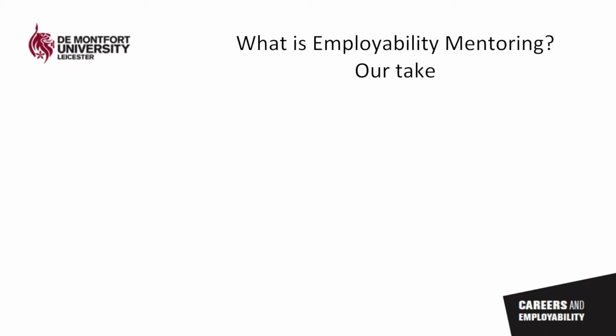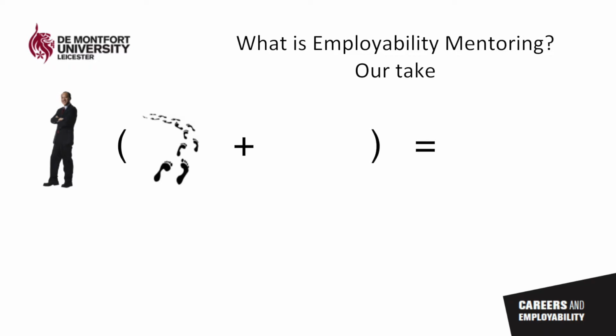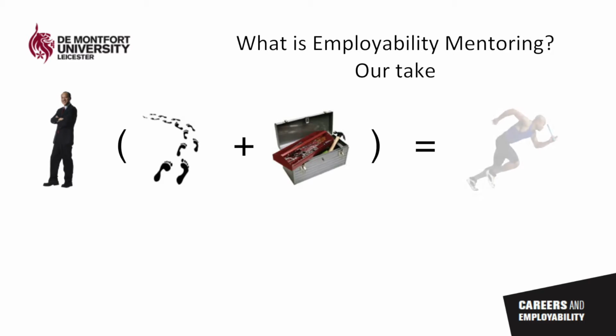Here we have a simple diagram to explain employability mentoring using a simple on-screen formula. A mentor is someone who, in our eyes, has undertaken a journey filled with experience and has acquired tools along the way in order to help them be successful in their career. We see them like a relay runner who carries something of value in their journey and is looking to hand that thing of value over to someone else to carry in their own journey.